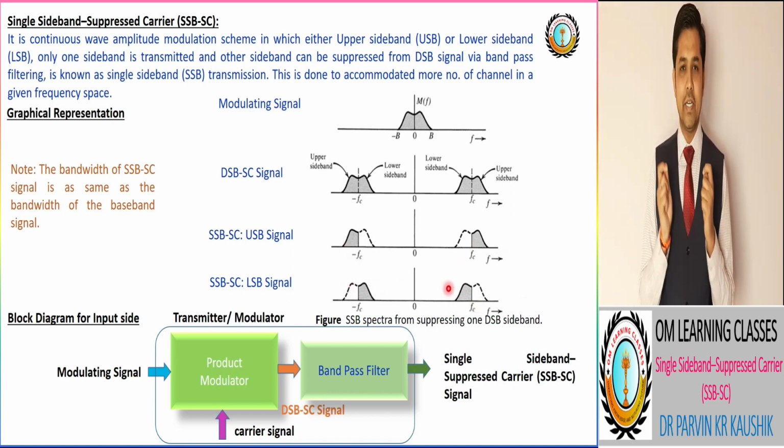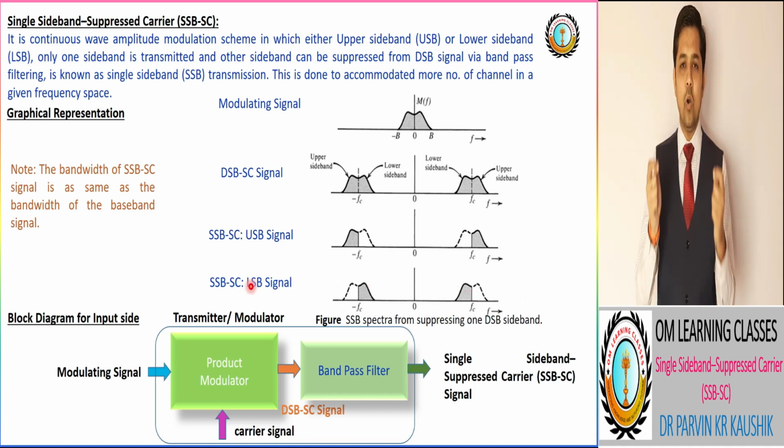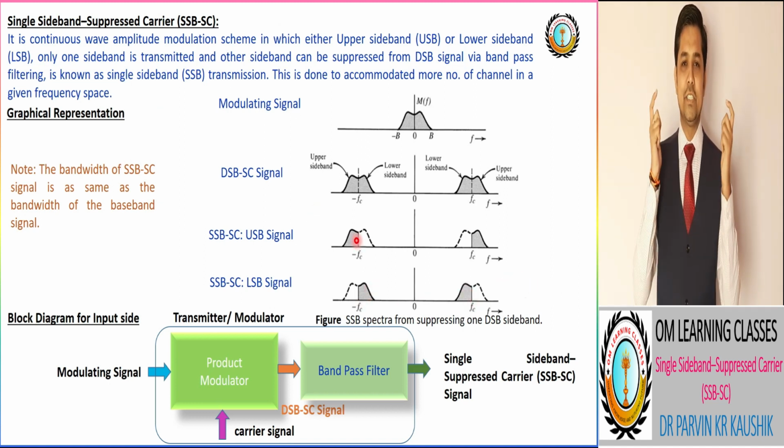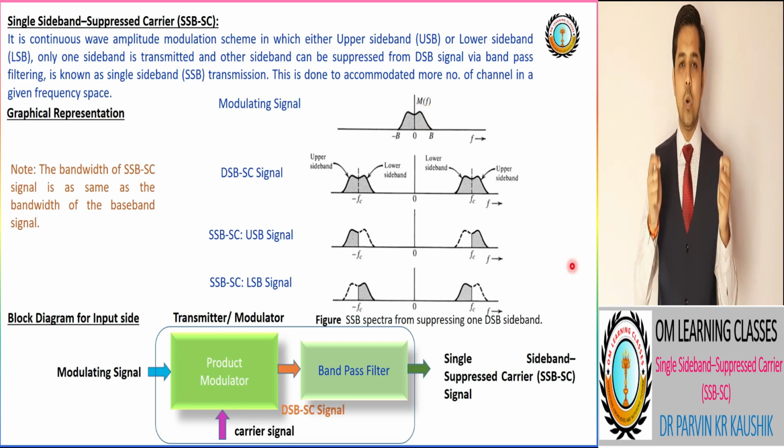and this is represented in the figure. As per the outcome, we find that the bandwidth of the SSB signal is the same as the bandwidth of the baseband or modulating signal. Means by using the SSB-SC modulation technique, we achieve 100% bandwidth efficiency, and this is the advantage of the SSB-SC modulation technique over the DSB-SC modulation technique.